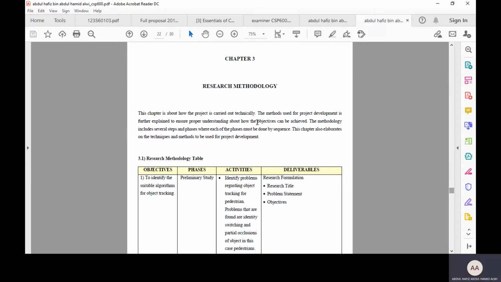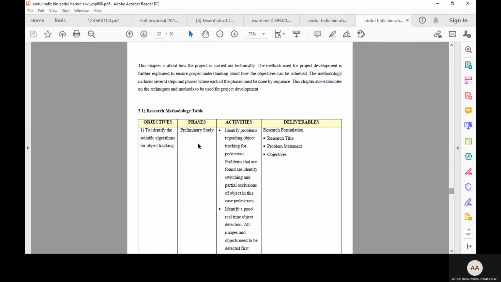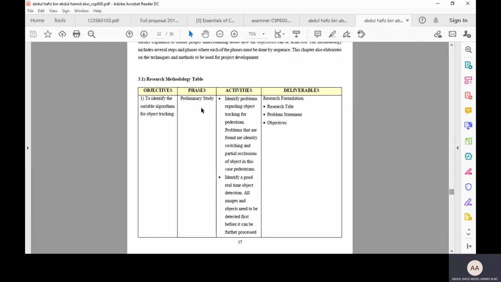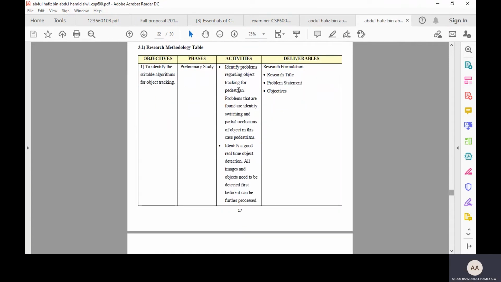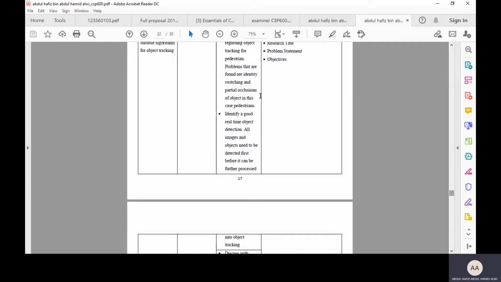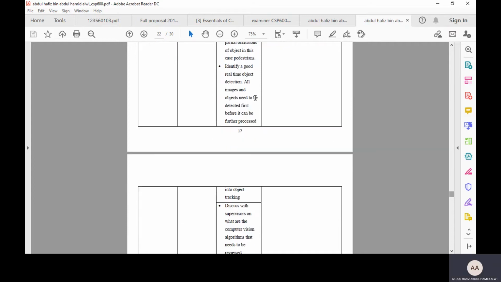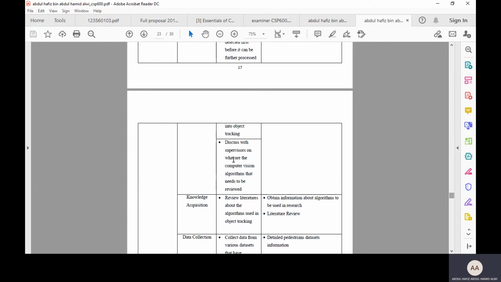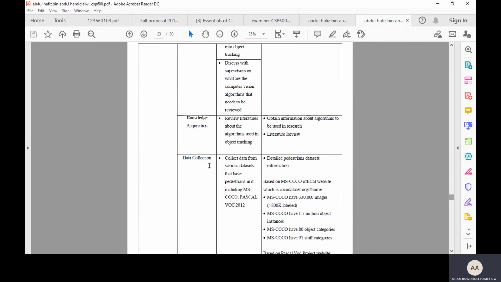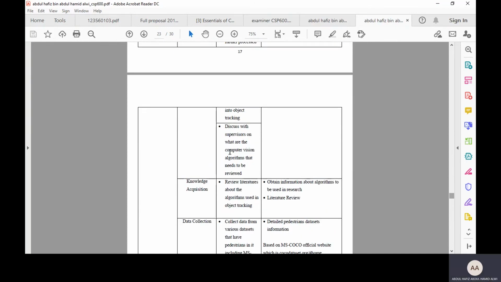So for the research methodology, this is the first objective, to identify the suitable algorithms for object tracking. So we have preliminary studies where we identify problems regarding object detection for pedestrians, because there are some problems such as partial occlusions in the case of pedestrians. And this is also when we discuss with my supervisor, Dr. Shus, about what to do and what my objective is, and my research title, problem statement, basically all of chapter 1 and chapter 2, and including chapter 3.